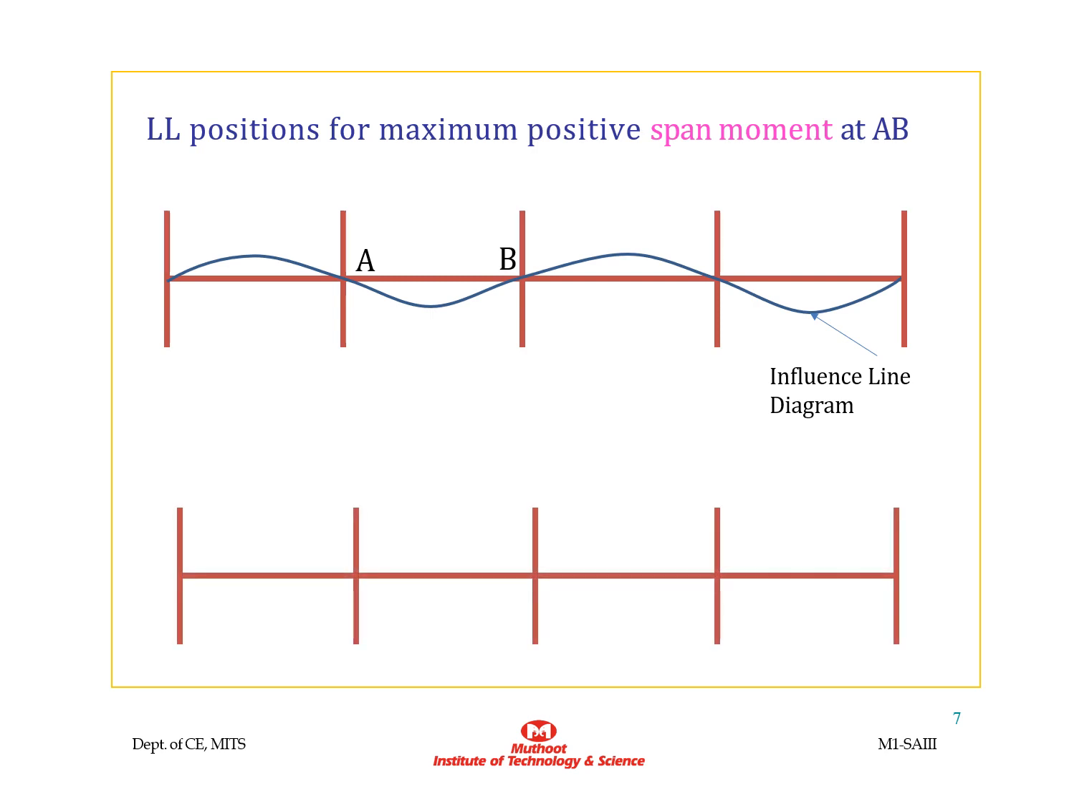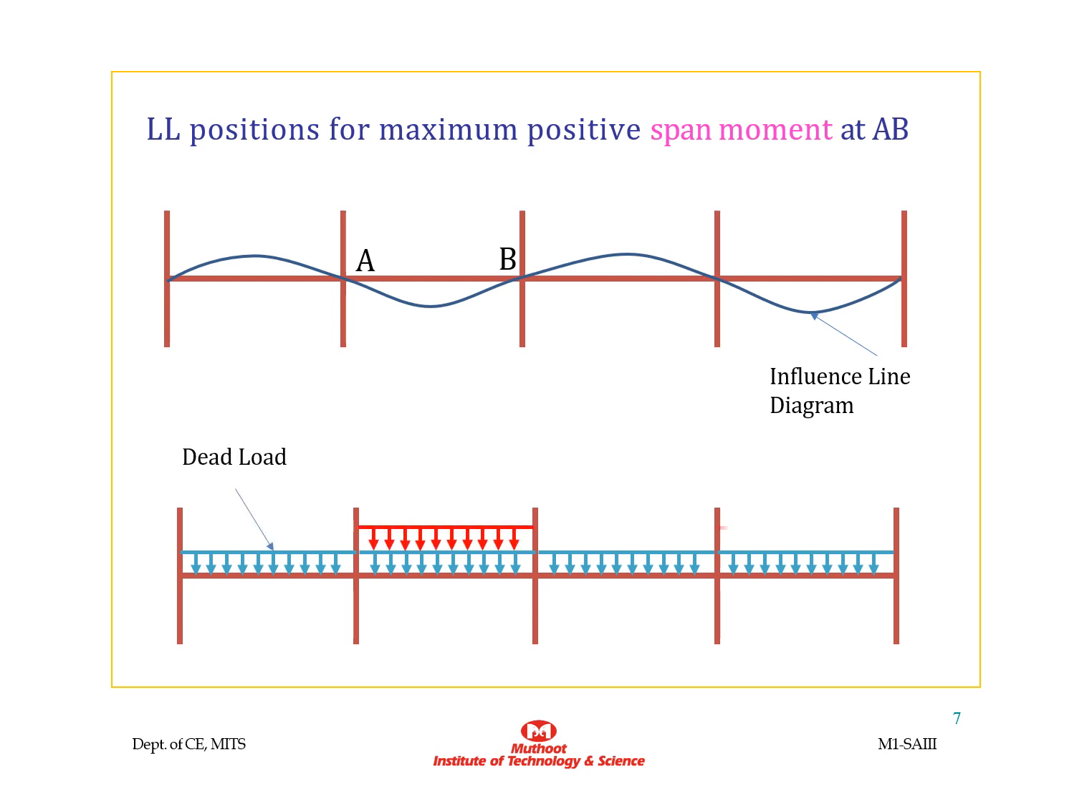The dead load acts throughout the frame and at all times. For getting maximum sagging at AB, or maximum positive moment at AB, the live load should be on the beam AB and again loaded in the alternate span. The adjacent span should be vacant.